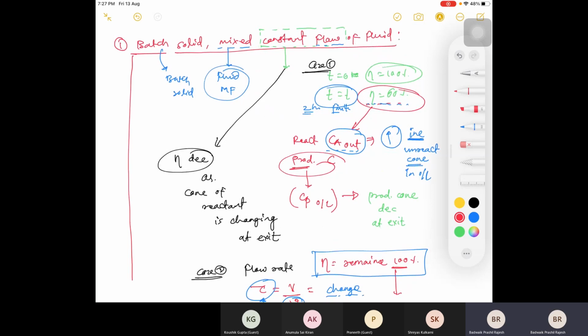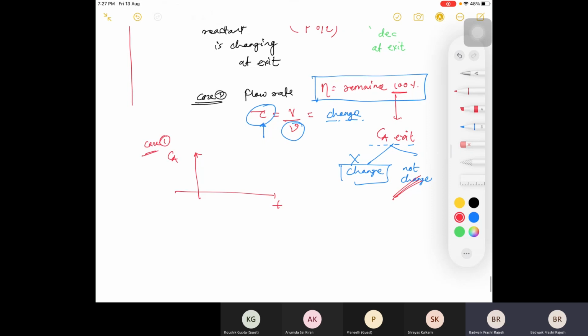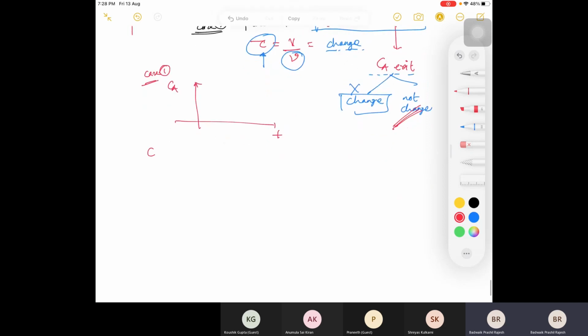Now go back to this heading: batch solid, mixed flow, constant flow. That means I'll be having a profile of time with respect to concentration in case 1, and in case 2 I'll be having some profile of tau with respect to time, because here tau is changing. I'll tell you case 2, but please understand the difference. In one case concentration is changing, that means tau is constant. In the second case tau is changing, that means concentration is constant.